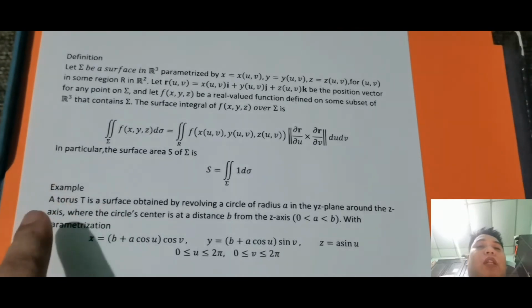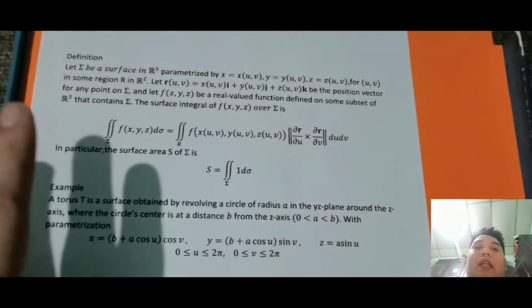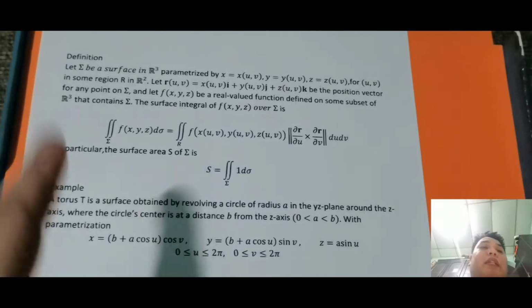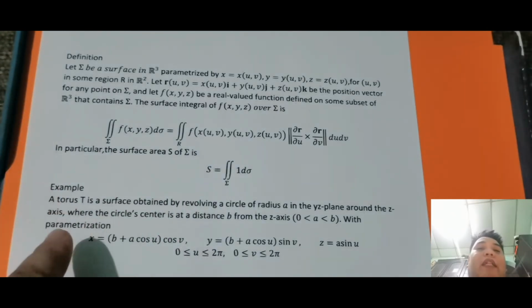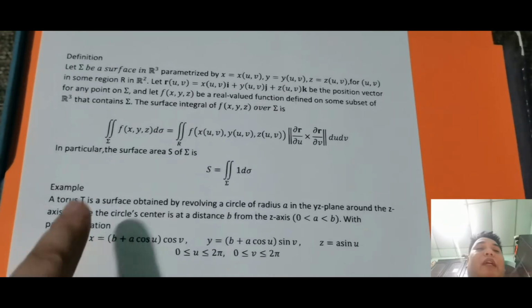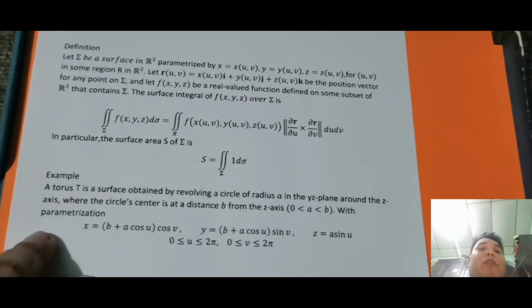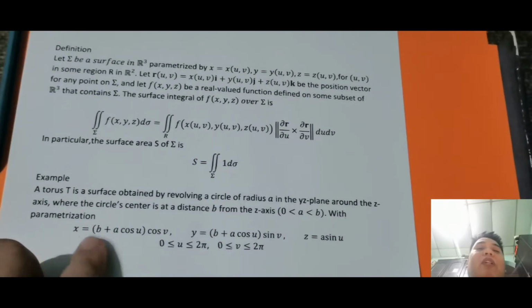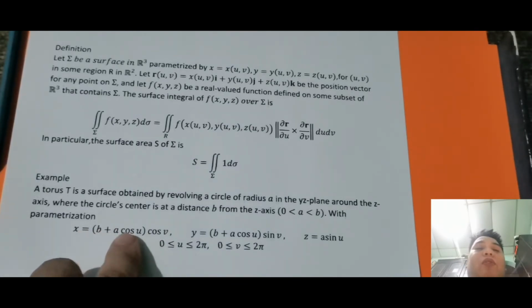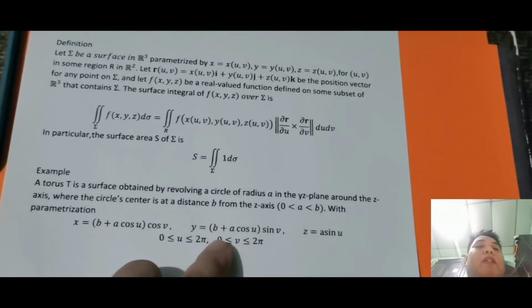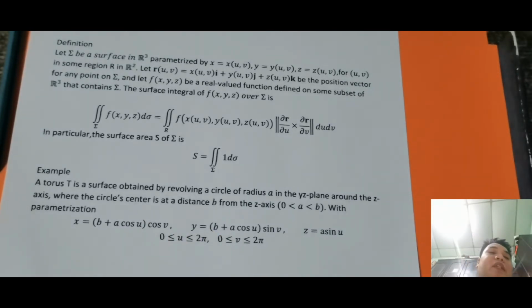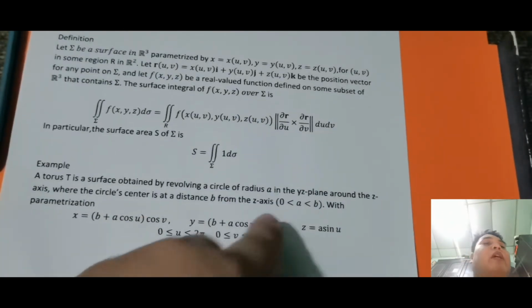So a torus T is a surface obtained by revolving a circle of radius a in YZ plane around the Z axis, where the circle center is at a distance b from Z axis, with 0 less than a less than b, with parameterization. So yun, given na yung parameterization, no? So x is equal to x of u, v. Ano nangyari? x is equal to b plus a cosine u times cosine v. y is equal to b plus a cosine u sine v. And z is equal to a sine u. So ito yung x of u, v, y of u, v, z of u, v.